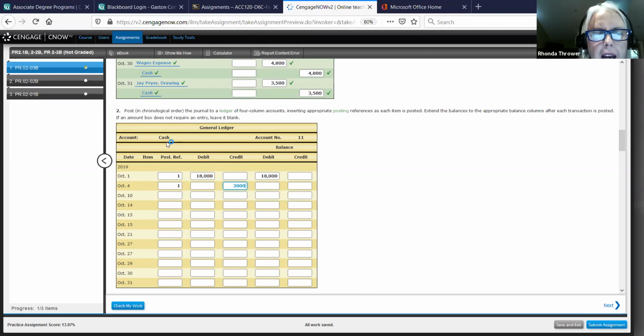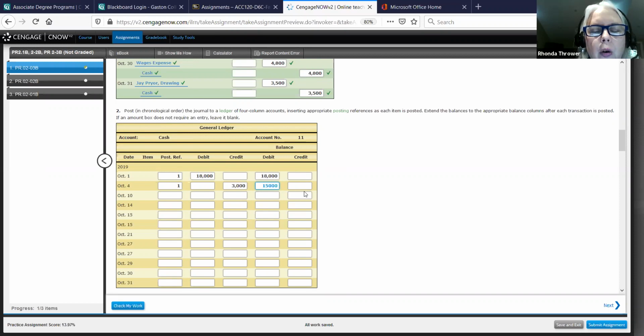Anytime you credit cash, which is an asset, you're reducing the cash account. So the new balance, the old balance was 18,000. When we reduce the cash by 3,000, we bring this down to 15,000. Notice I put it on the debit side. The cash account, which is an asset account, should always have debit balances. So all of these should be debit balances.